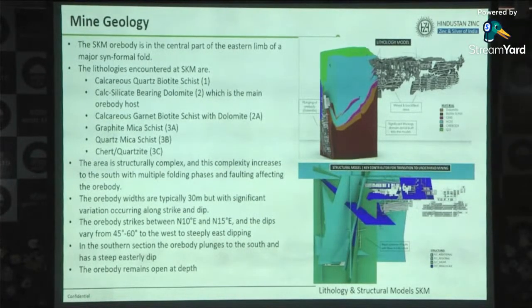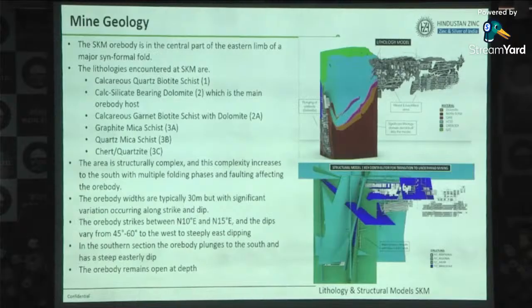Sir, actually we have two things there. One is the core logging data, and the second is the underground mapping, sir. I am the head of geotech and I have one team below me. They are doing regular mapping of the underground excavation, with the help of exploration boreholes as well as the underground mapping. When we have an exposure of 5 by 5, we do the mapping with the help of a Brunton compass, and we take data and project the fault from the upper level to another level.